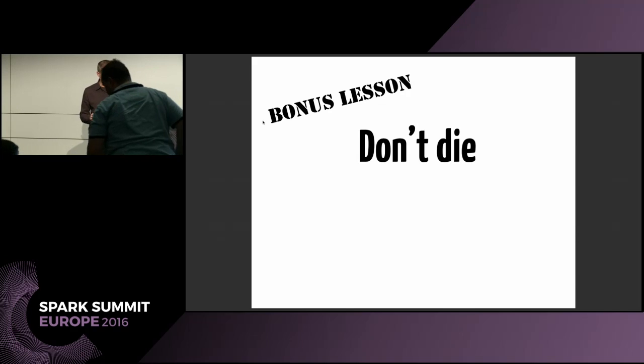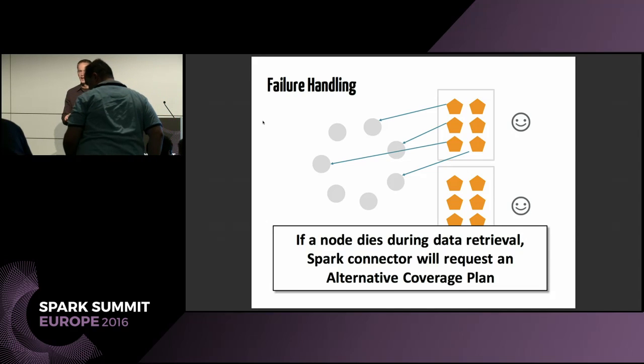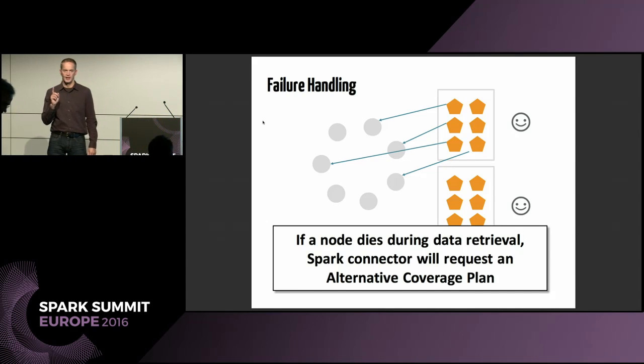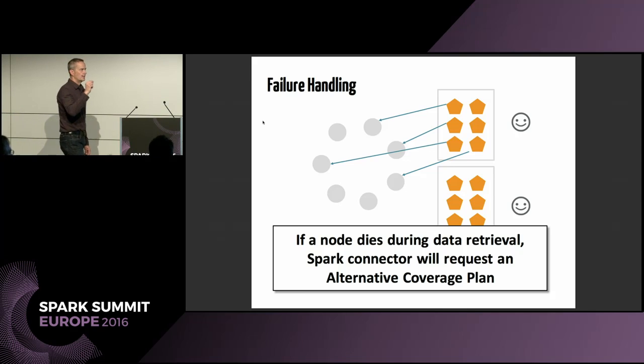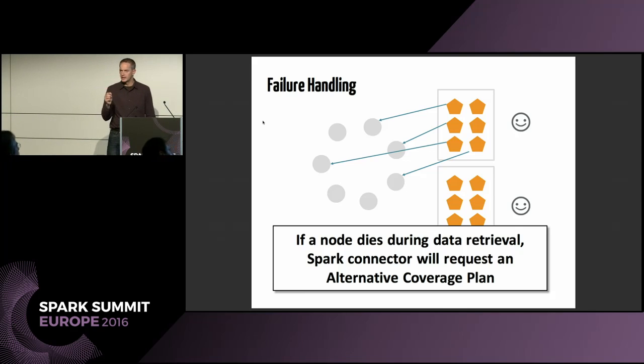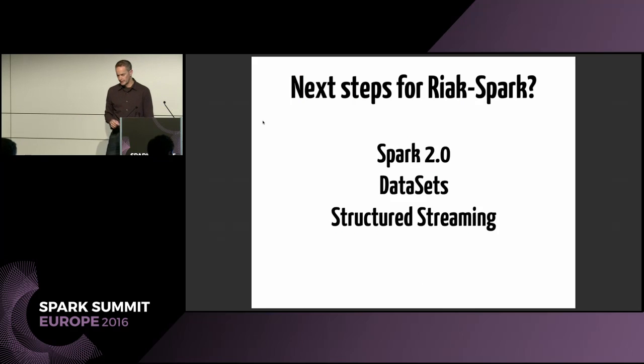One bonus lesson. The bonus lesson is don't die. As you know, in these environments, stuff happens, nodes die. So if a Riak node dies, the Spark-Riak connector will recognize that, and we'll go get what we call an alternative coverage plan, and it'll figure out, okay, well, that node's dead, let's go figure out where else we can get that data for that query. And for us, building on top of this, we're going to support Spark 2.0, data sets, and streaming. That's coming down the pipeline.